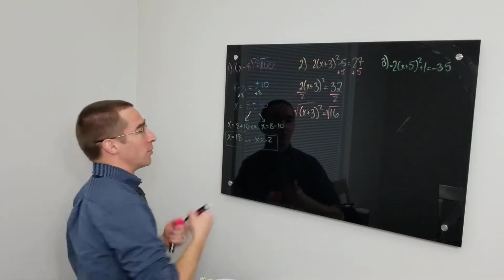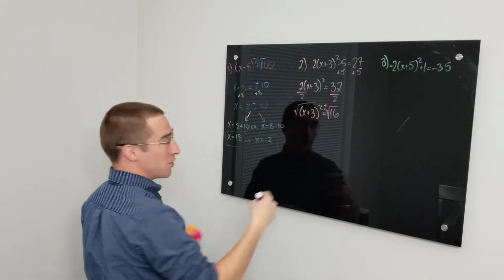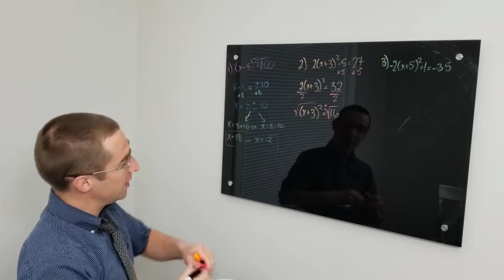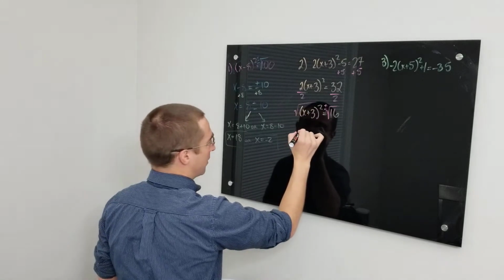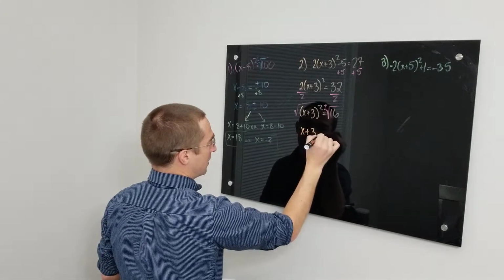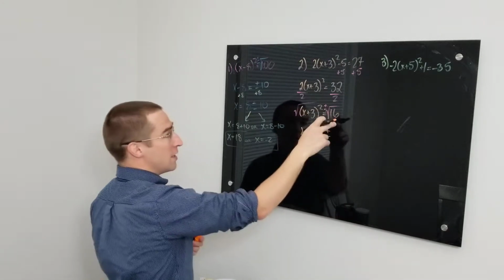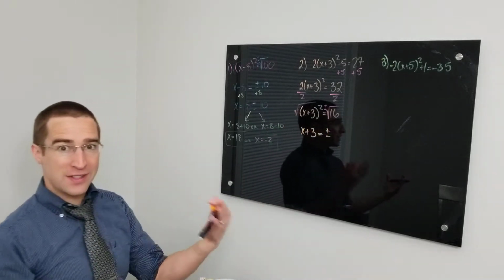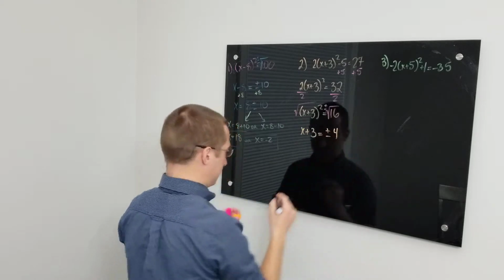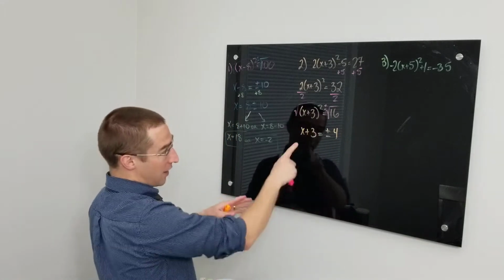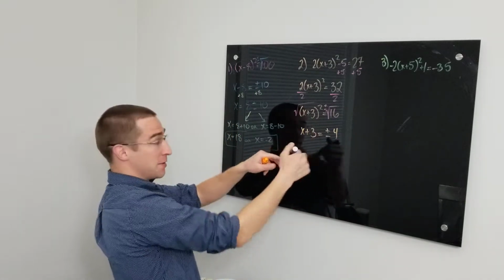Plus or minus. So we go plus or minus, so positive or negative square root of 16 is what that x plus 3 is going to equal. So here I have x plus 3 equals plus or minus. Remember, 4 squared is 16, so the square root of 16 is 4, so plus or minus 4. Now it's just x plus 3 equals plus or minus 4.